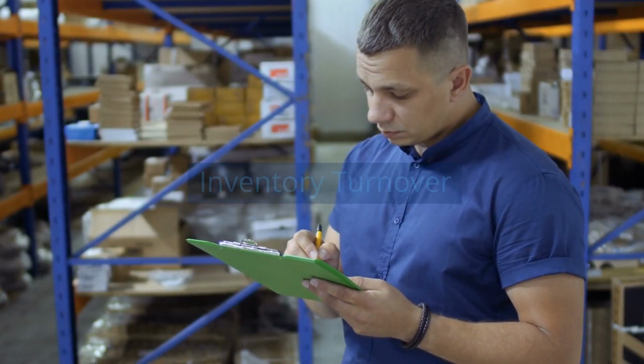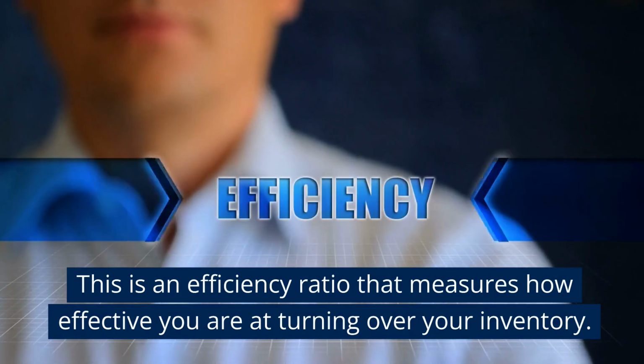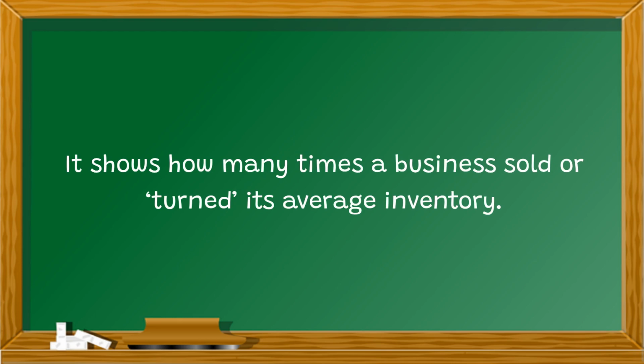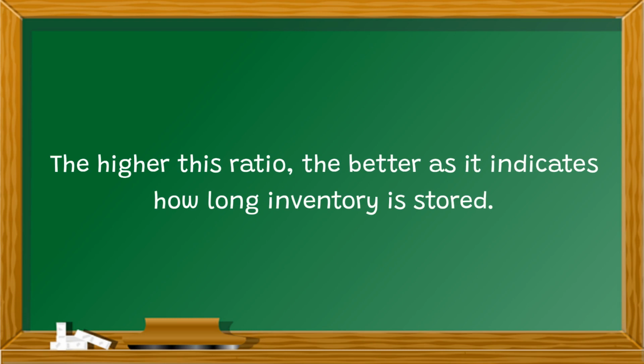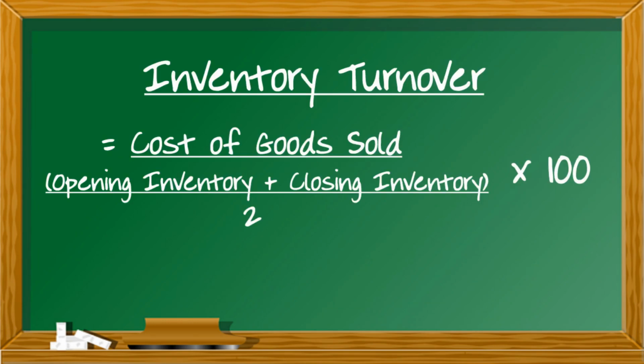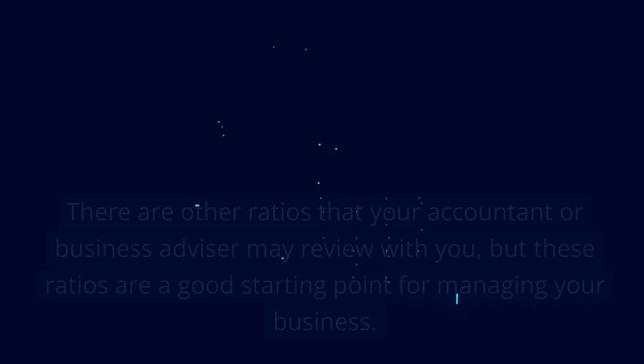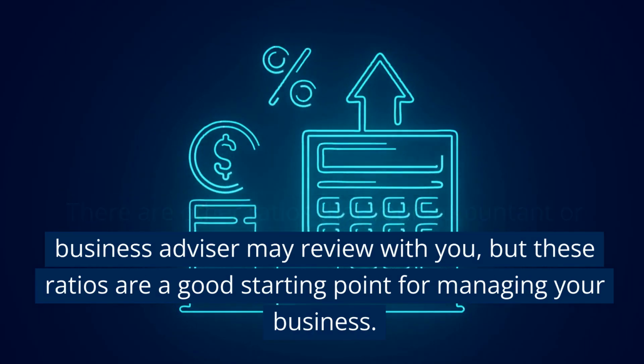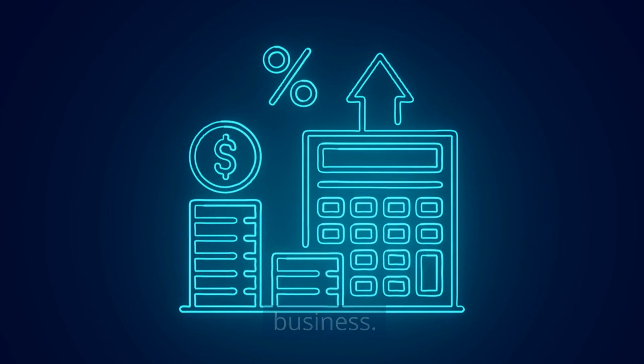Inventory turnover. This is an efficiency ratio that measures how effective you are at turning over your inventory. It shows how many times a business sold or turned its average inventory. The higher this ratio is, the better, as it indicates how long inventory is being stored. Inventory turnover is calculated by dividing cost of goods sold by average inventory multiplied by 100 to give you the result as a percentage. There are other ratios that your accountant or business advisor may review with you, but these ratios are a good starting point for managing your business.